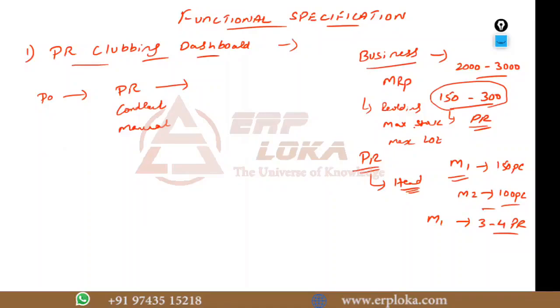So business does not want to waste time releasing 150 to 300 PRs. To release 150 to 300 PRs, it nearly takes 4 to 5 hours. To check completely, it will take more than 1 day. If 150 PRs are getting generated per day, he needs to release all the 150 PRs. It will take the complete day.